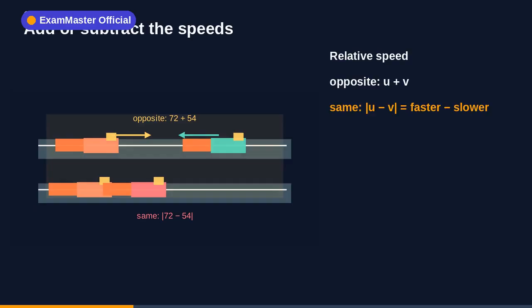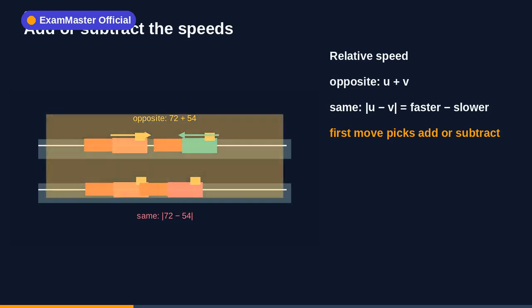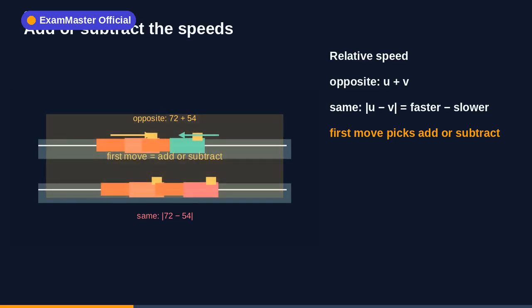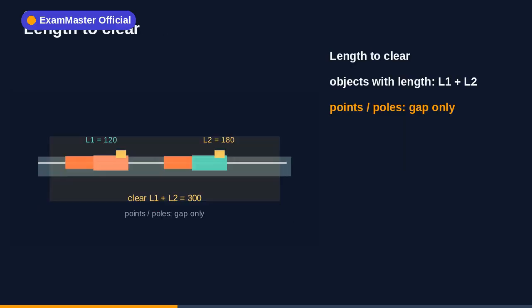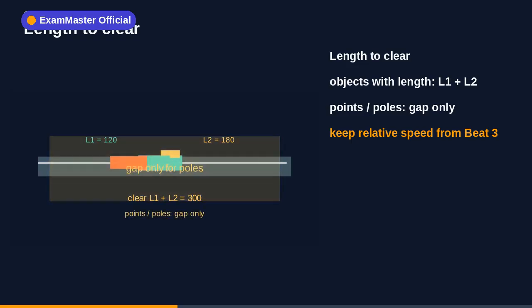On the board, write towards each other as u plus v, and same direction as faster minus slower, the absolute difference. First move picks that relative speed. Carry that idea forward. For objects with length, the length to clear is the sum of the two lengths. For points or poles, only the gap between them.